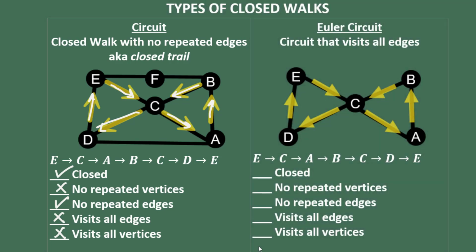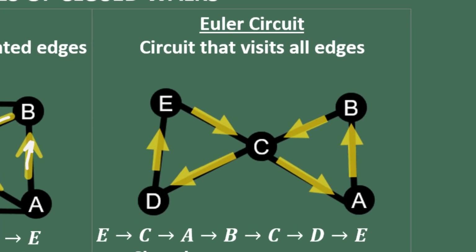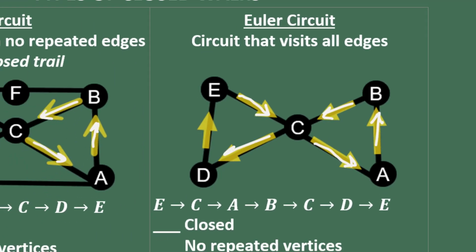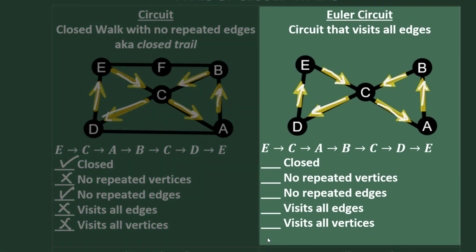An Euler circuit is a circuit that visits all edges. For example, we have a circuit here that starts at E and goes to C, and then to A, and then to B, back to C, back to D, and returns to E. It's closed, but doesn't have the characteristic of no repeated vertices. Because it's a circuit, it has no repeated edges. By definition of an Euler circuit, it has to visit all the edges, and when all edges are visited, that forces you to visit all of the vertices as well.